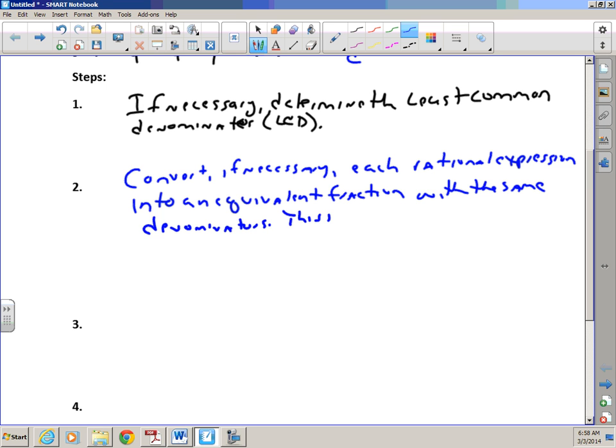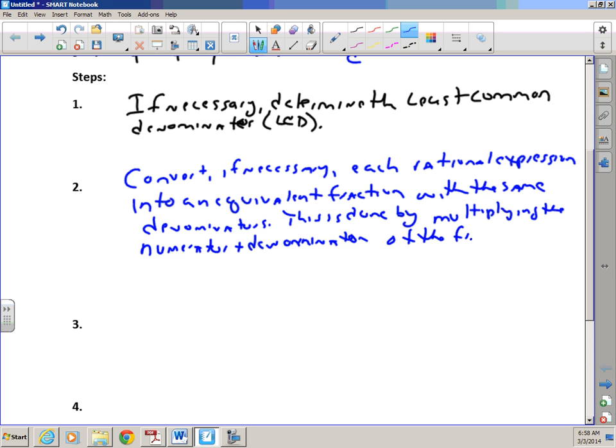Okay, this is done by multiplying the numerator and denominator of the fraction by the appropriate factor. Okay.